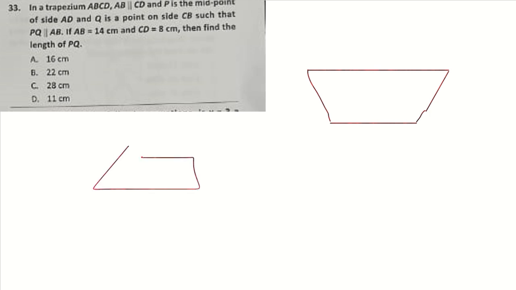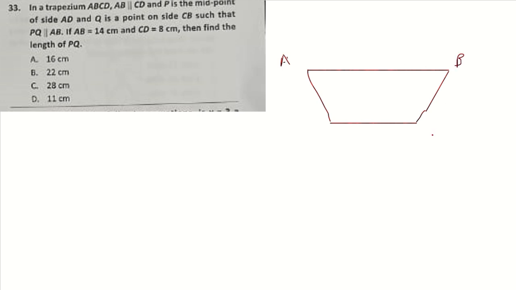In a trapezium ABCD, AB is parallel to CD. So let's make a trapezium. It could be, I'm making it like this. You can make it a different way also. You can make it like this also, that doesn't matter. Actually, that does matter in this question.